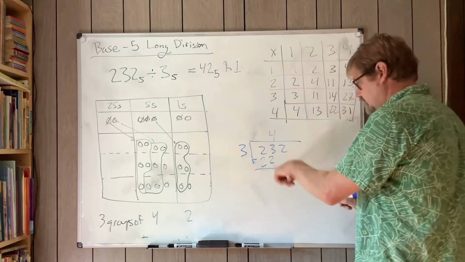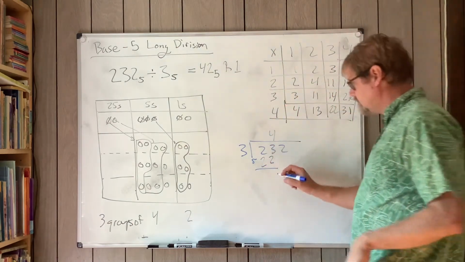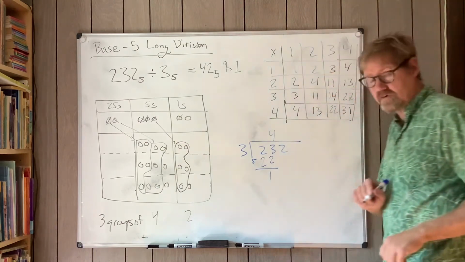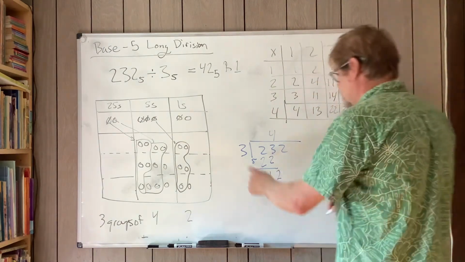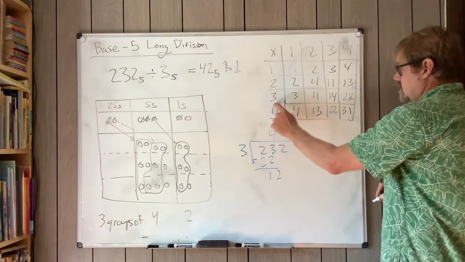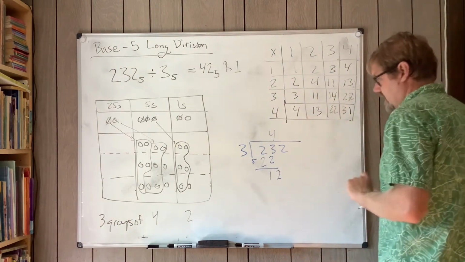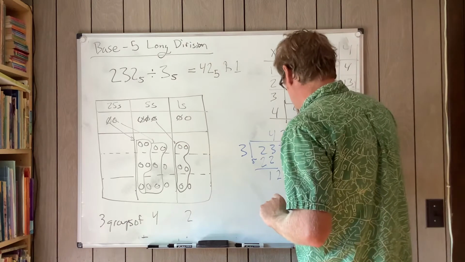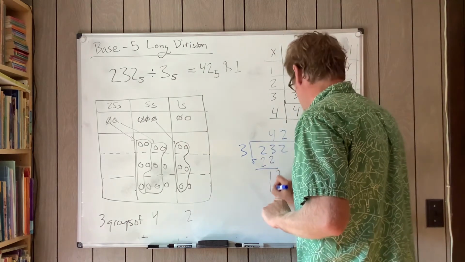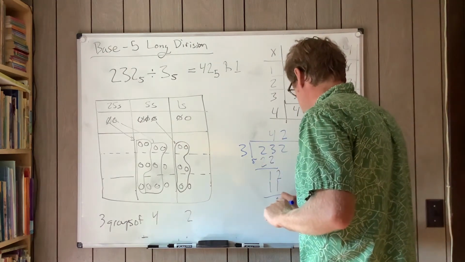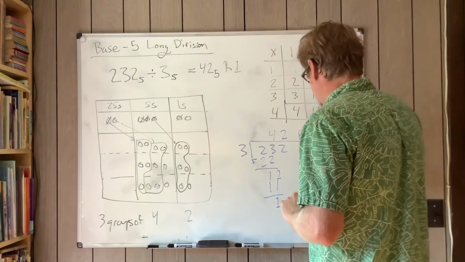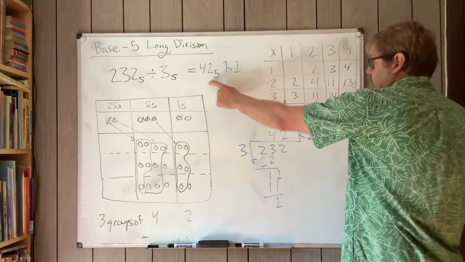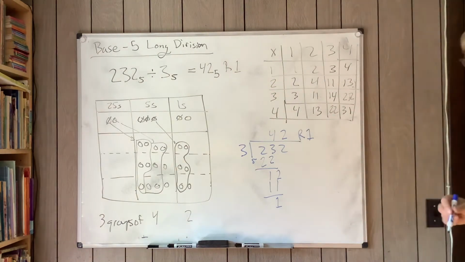And I'm going to subtract. And again, you need to subtract in base 5. This one's pretty straightforward. And then I'm going to bring down. So 3 into 1, 2 is that. So that's 2. So 3, 2 is 1, 1. I get a remainder of 1. So it's exactly the same thing I just did.